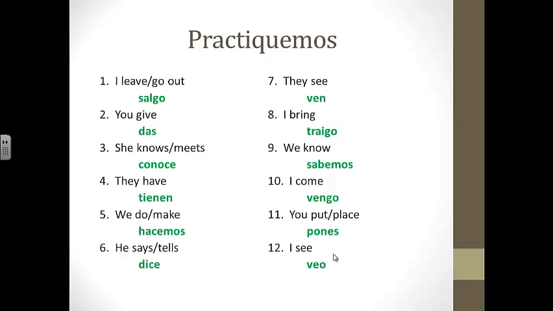Okay, now please check your answers. Yo salgo, tú das, ella conoce, ellos tienen, nosotros hacemos, él dice, ellos ven, yo traigo, nosotros sabemos, yo vengo, tú pones, y yo veo. Were you 12 for 12? Hopefully you were. If not, go back, look at your endings, check your answers, write down any questions that you may have.